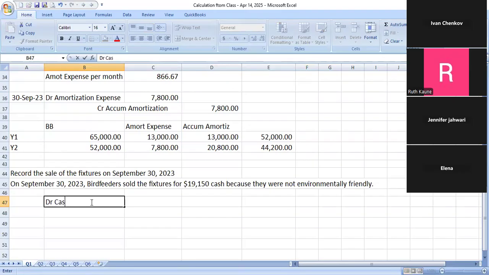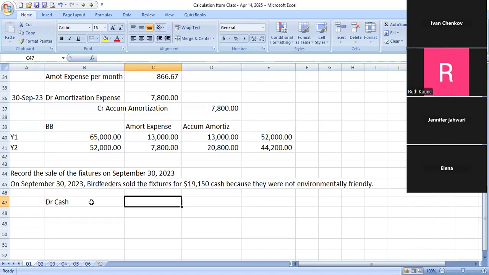Cash. Get the cash first. When you see something about selling of assets, the first thing that I want you to do is get the easiest one, starting with the cash. If you know the amount of the cash, just get that cash, 19,150. We got the cash. Why are we getting the cash? Now start asking yourself logical questions. Why am I getting cash? Because I'm selling fixtures.